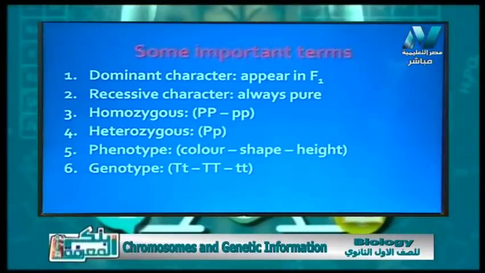The heterozygous is the individual that carries 2 different genes or 2 different alleles, the dominant gene and the recessive gene, capital letter and small letter. So we express the heterozygous by 2 different letters, one capital and one small. The phenotype is the description of the character. The phenotype could be the color, the shape, the height of the plant, or any other description of the character that shows up on the individual.